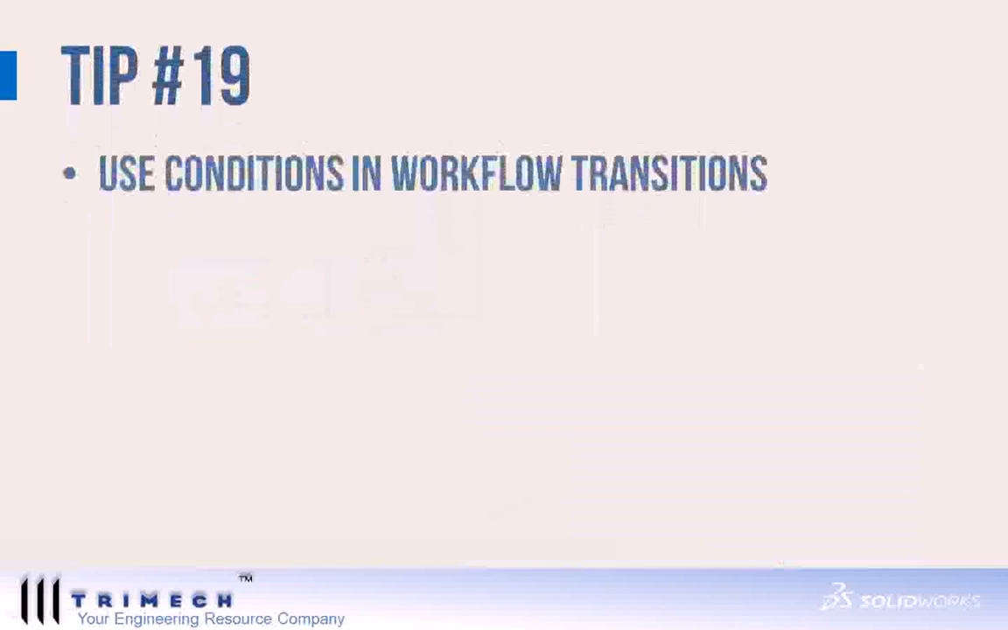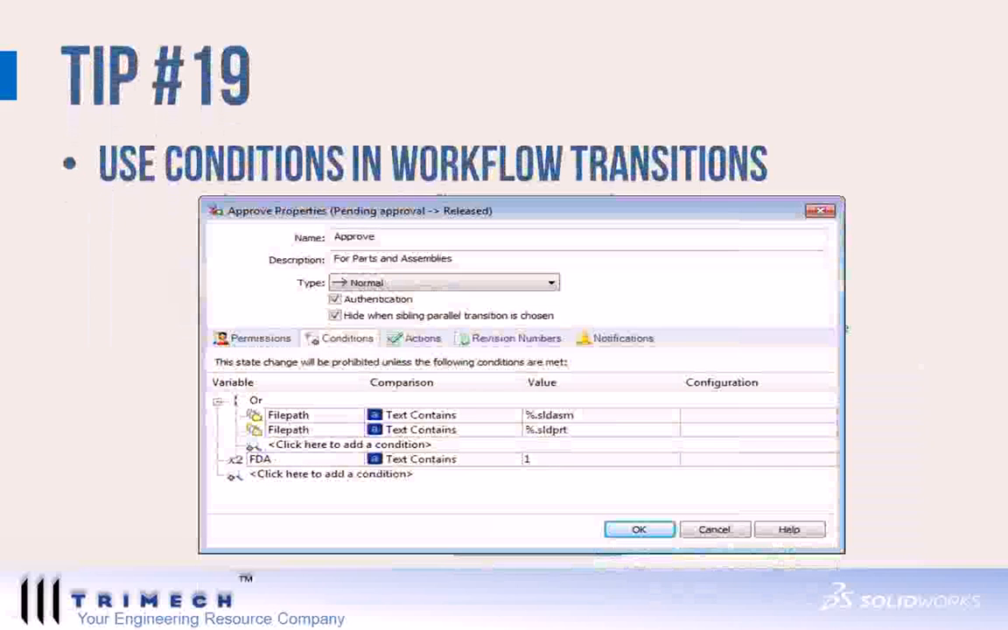Tip number 19, use conditions in workflow transitions. There's a lot of different reasons why you might want to use conditions in workflow transitions. For example, maybe you would like to make sure that parts and assemblies contain a check mark for FDA, but you don't care if drawings go through the same exact transition. So you can set it up to have conditions inside of your transitions that will prevent certain files going through that transition until certain conditions are met.